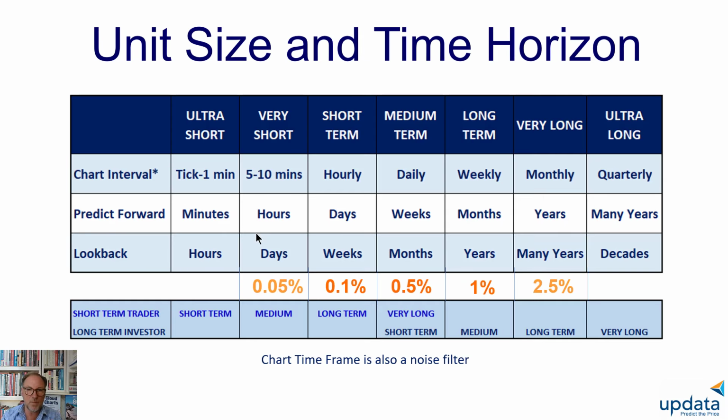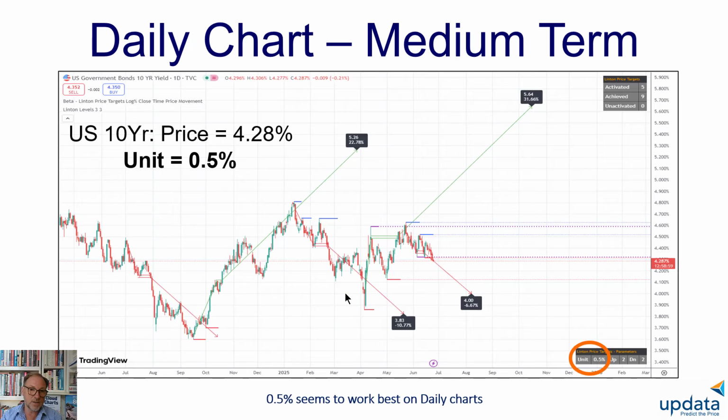So this idea of time horizon now starts to have meaning in terms of percentage size that you use. I use 0.5% on daily charts, 1% on weekly charts, and 0.1% on hourly charts. Now you can configure those settings, but that's what I use. So this is a daily chart of US 10-year yields. You see we have upside targets and downside targets, a mixed picture. We'll talk about how you resolve that when you've got conflicting targets later, but you can see that 0.5% is the unit size, and it tells you down here what the unit size is as well.